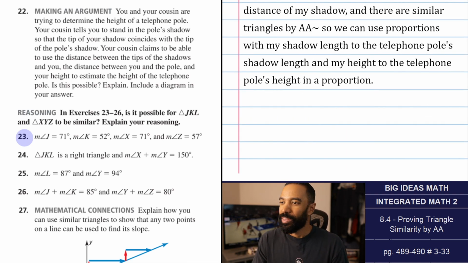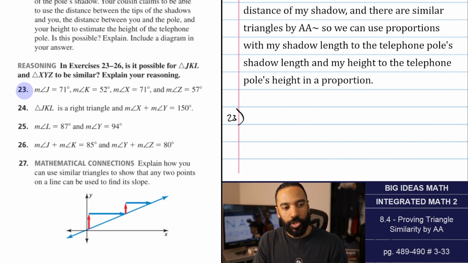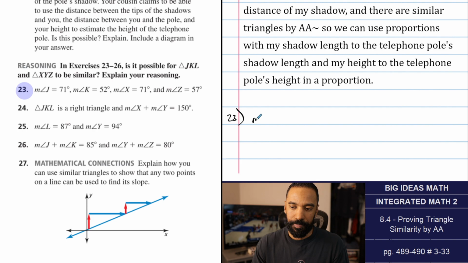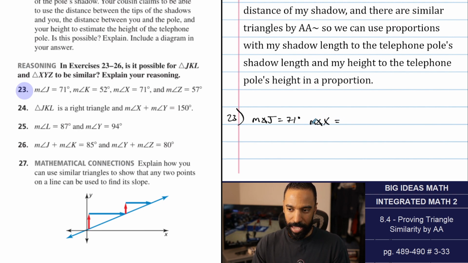All right. Numbers 23 to 26. In exercises 23 to 26, is it possible for triangle JKL and triangle XYZ to be similar? Explain your reasoning. So letter order matters here. Okay. Measure of angle J equals 71 degrees. Now, what would J correspond with? J would correspond with X. Now, I'm going to start writing things out based off what they give us. Measure of angle X is also 71 degrees. So far, so good, because those would correspond.